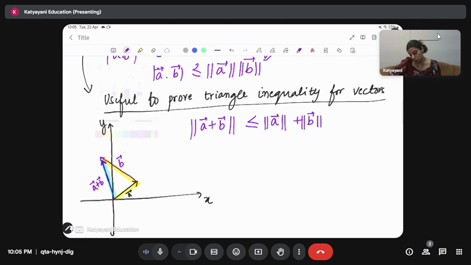Now let's go to the maths of it, right? अब maths करते हैं. Geometrically आपको समझ आ गया हमें prove क्या करना है. This is called the triangle inequality for vectors, right? So let's start with LHS. LHS से start करते हैं.